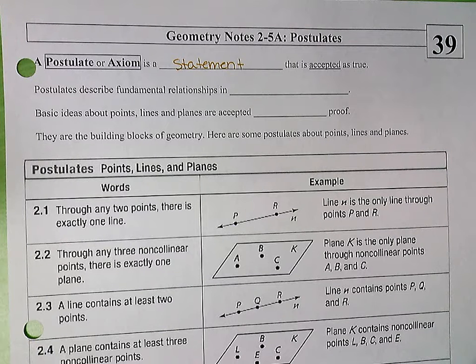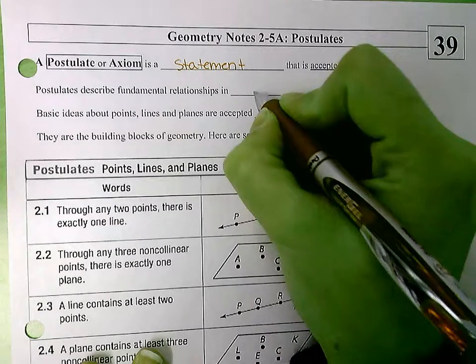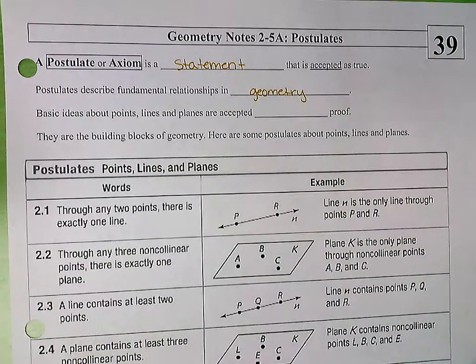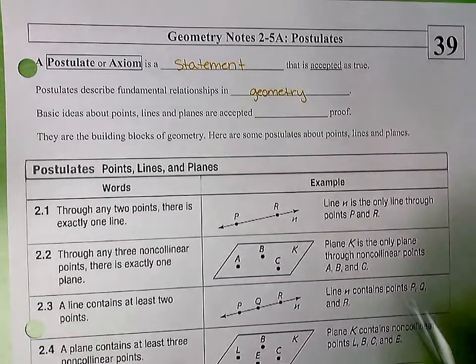Most of your other theorems, some of those theorems that we talked about last week, such as the midpoint theorem, have to have a formal proof in order to use them. With your postulates and axioms, you don't need to prove them true. They're already taken as true. So postulates describe fundamental relationships in geometry. Basic ideas about points, lines, and planes are accepted without proof.